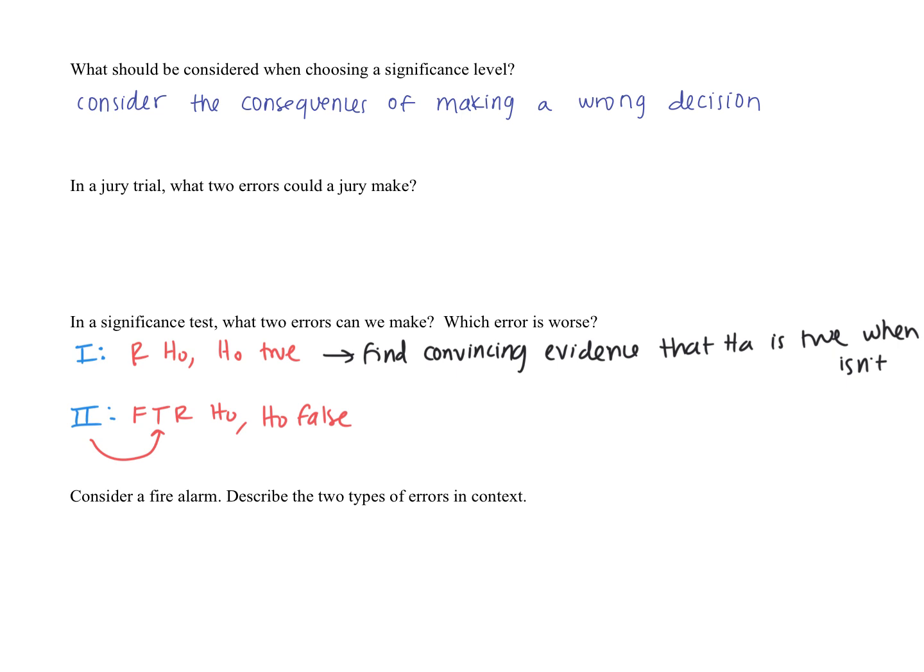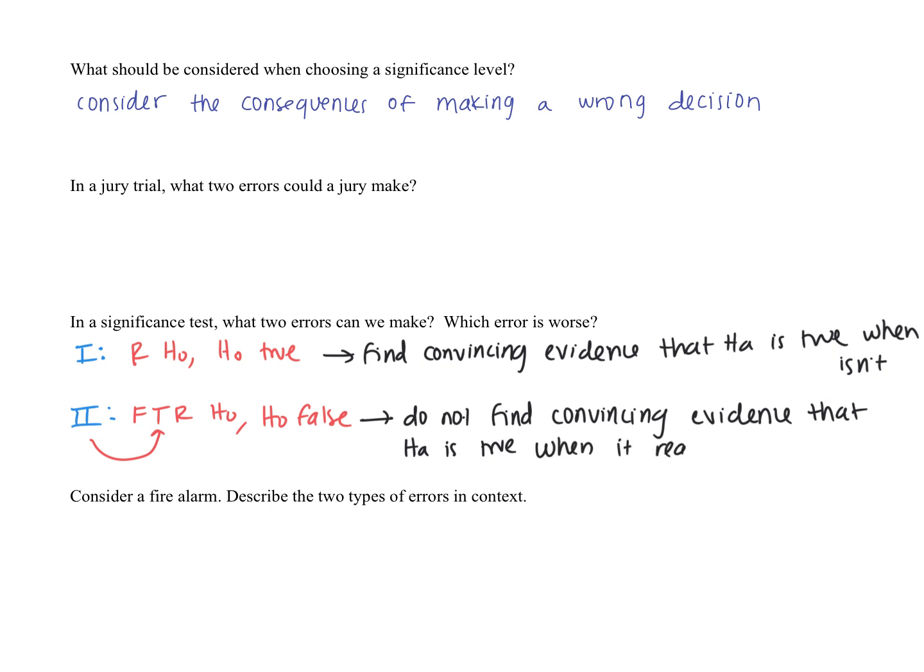So if we reject the null, it's because we find convincing evidence that the alternative is true. If we fail to reject the null, remember that does not mean we found evidence for the null. There's always evidence for the alternative or not enough evidence for the alternative. So if we fail to reject the null, we do not find convincing evidence that HA is true when it really is.